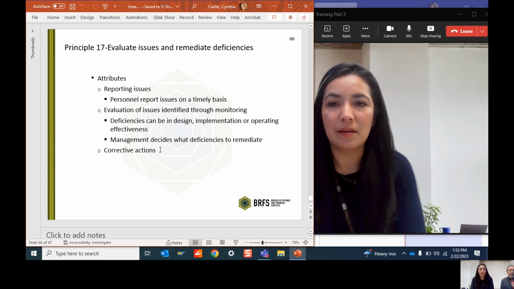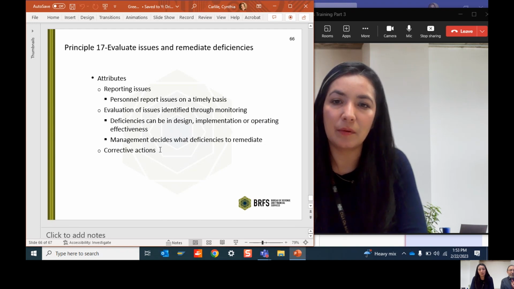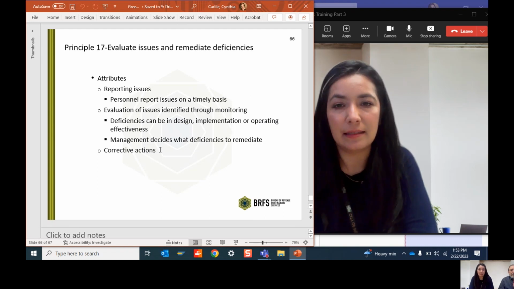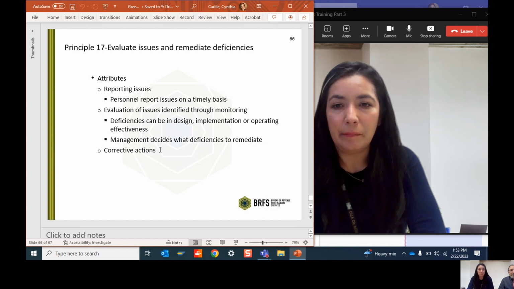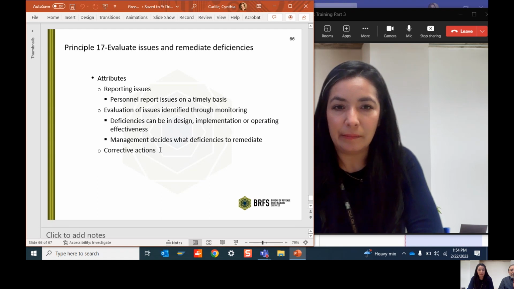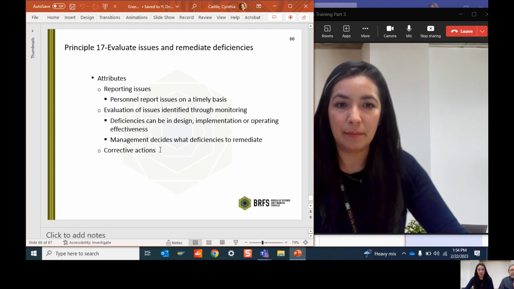And finally, Principle 17, evaluate issues and remediate deficiencies. So some of the attributes here include reporting issues. So personnel report issues on a timely basis, hopefully. Evaluation of issues identified through monitoring. So deficiencies can be detected in the design, implementation, or operating effectiveness. And management decides what deficiencies to remediate. And then after that, management should take corrective actions, also hopefully on a timely basis.